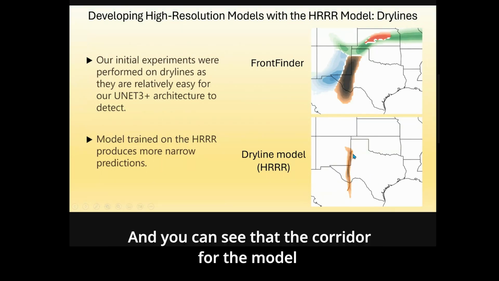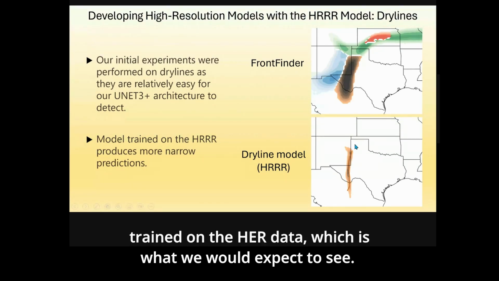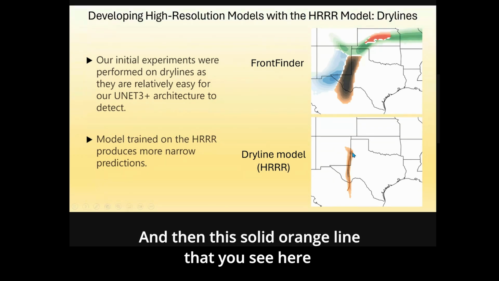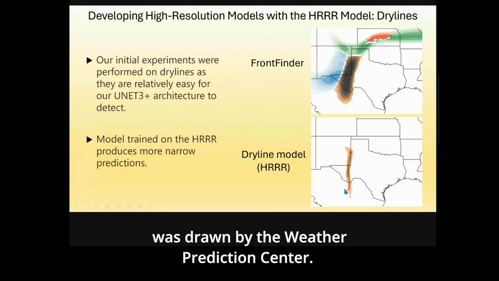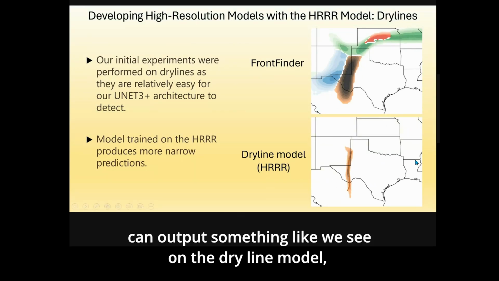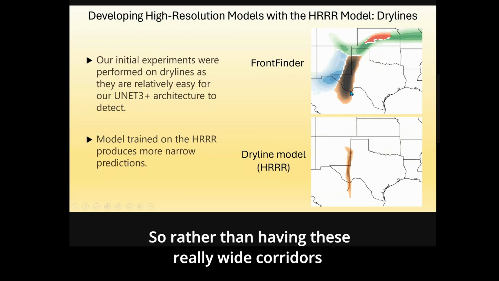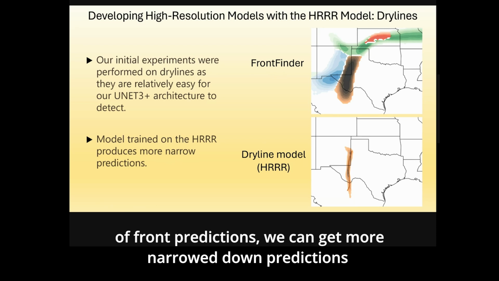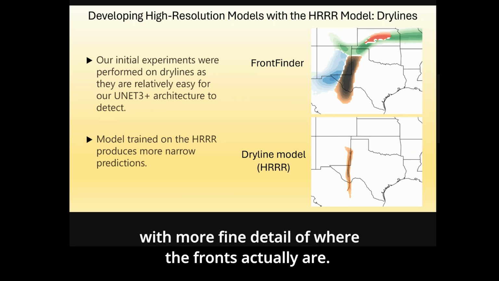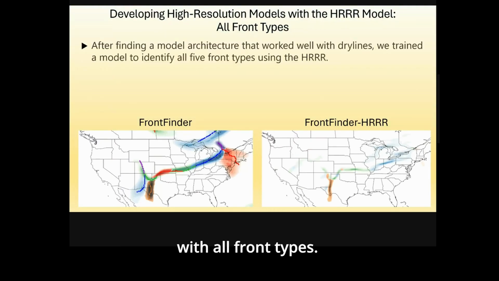And you can see that the corridor for the model predictions is much more narrow on the model trained on the HRRR data, which is what we would expect to see. And then this solid orange line that you see here is the ground truth dry line that was drawn by the Weather Prediction Center. So the goal is to make a model that can output something like we see on the dry line model, but for all front types. So rather than having these really wide corridors of front predictions, we can get more narrowed down predictions with more fine detail of where the fronts actually are. And so we did start experimenting with this with all front types.